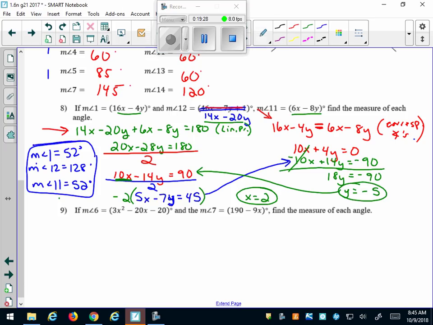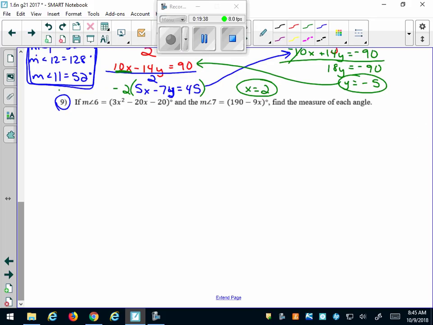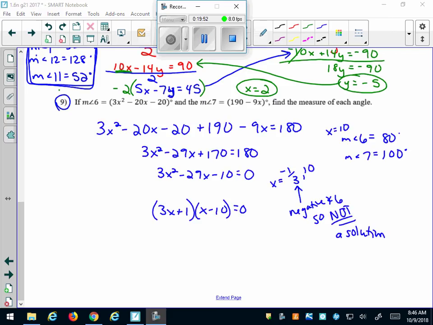All right, so these are the answers you should have gotten when you plug x and y back in. So I'd like you to try number 9 on your own, using the relationships, knowing the lines are parallel, write some equations, and solve for x. This one is just x, but you are going to have to factor. Okay, so pause the video, try that, and then come back.